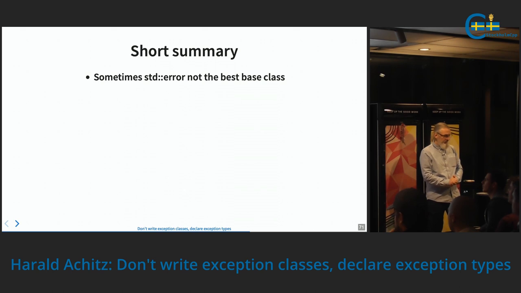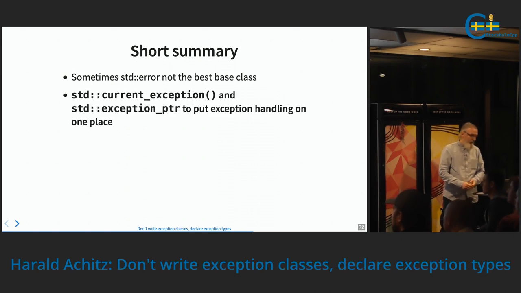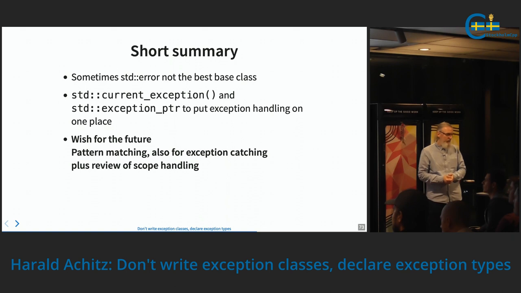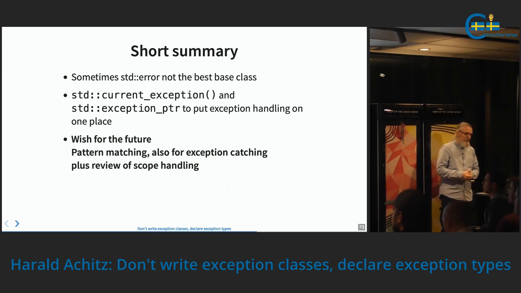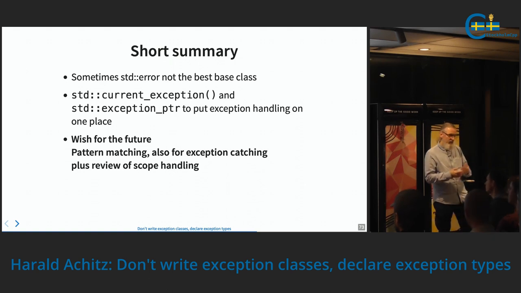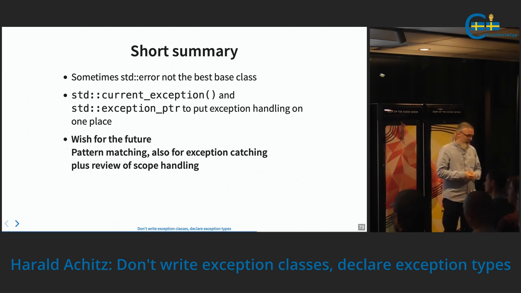So sometimes, it should be std::exception. It's not the best base class. Current exceptions get what is currently wrong, if you need to know this. An exception pointer you can use to rethrow and get types. And my wish for the future is, of course, pattern matching, because I don't like this overload of the function, so the catch is just the overload. And the try shouldn't necessarily create a new scope.